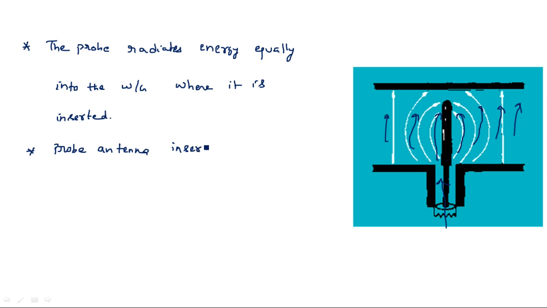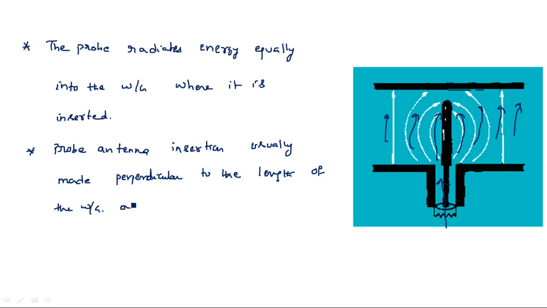Insertion is usually made perpendicular to the length of the waveguide, that too at a distance of quarter wavelength, nothing but lambda by 4. This is the concept related to probe coupling.